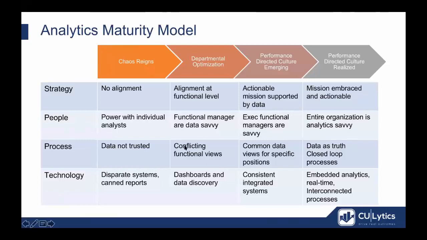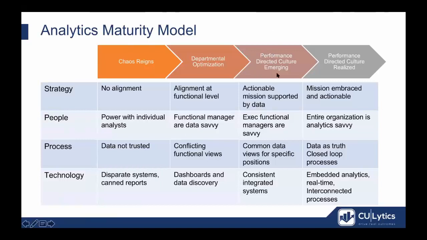In this situation, from the process point of view, there may still be conflicting functional views, but within the function, there is a pretty good understanding of what each of those terms mean. And this is also the place where they are in the initial stages of building those dashboards and data discovery, especially from the disparate systems, but at a functional level.